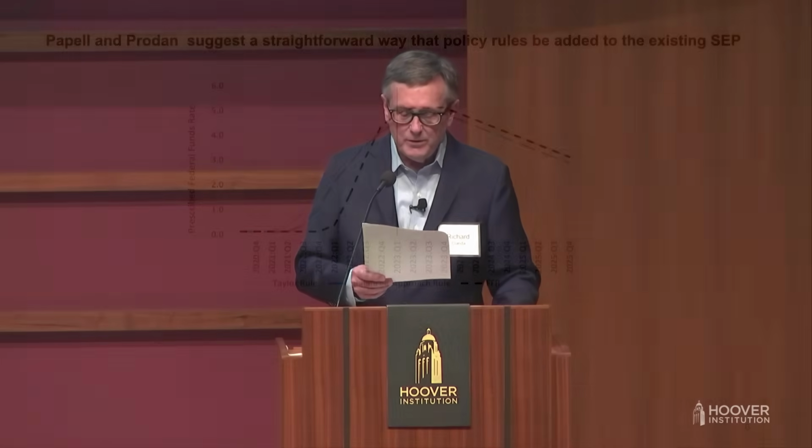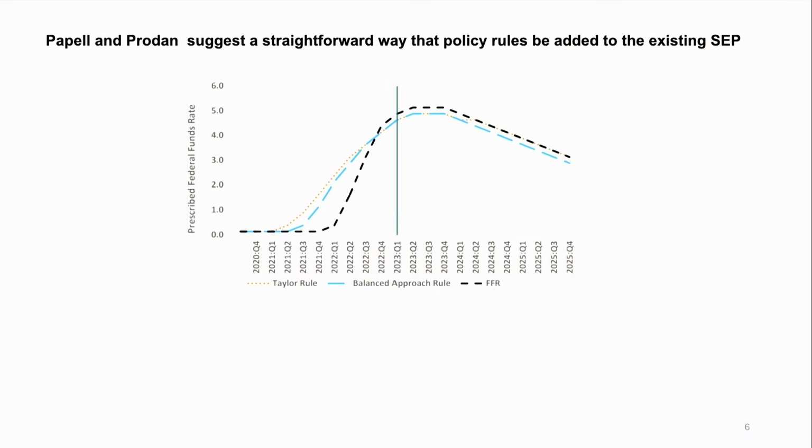Next slide. One place in which policy rules are at present absent in public communication by many central banks, including the Fed, is about the future path of the policy rate under either a baseline outlook or perhaps a scenario. But research by Papell and Prodan suggests a straightforward way that policy rules could be added to the existing Summary of Economic Projections. So this shows you how this approach would have worked in the March 2023 SEP, and it uses an inertial policy rule as those are favored in practice by policymakers.